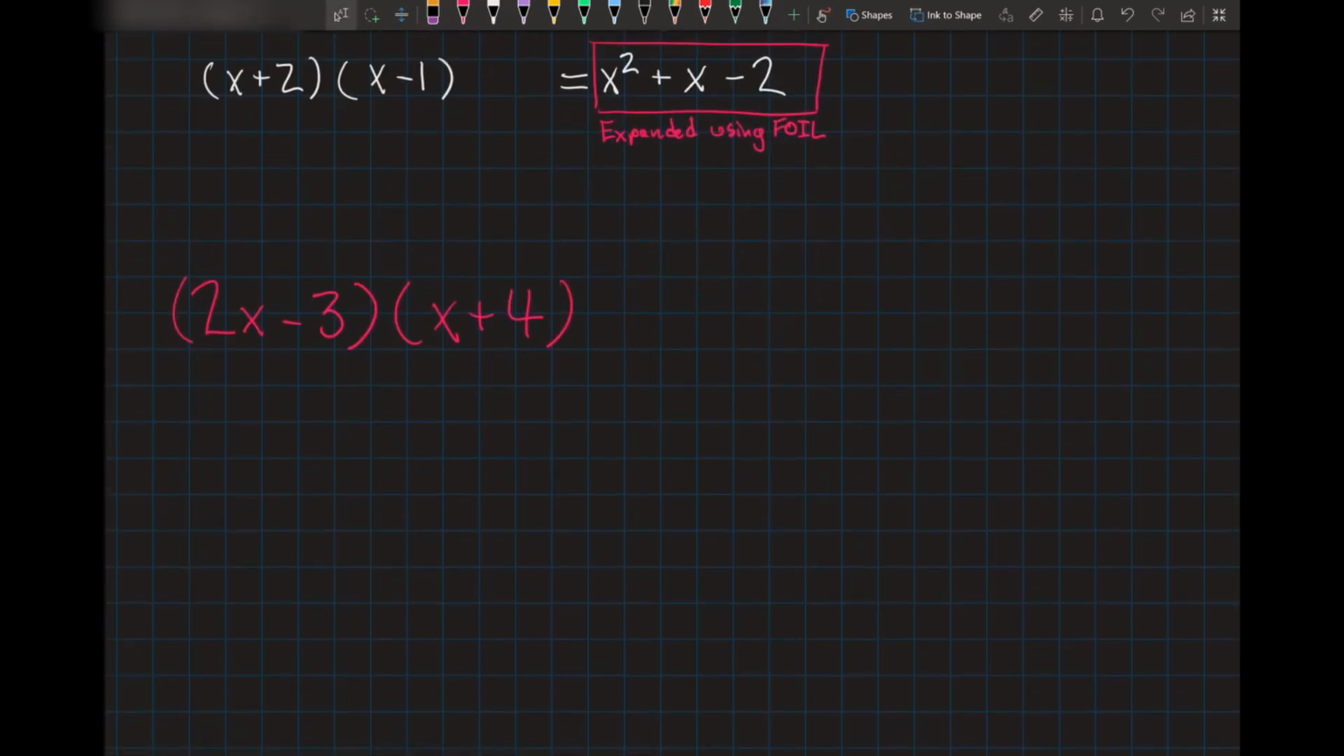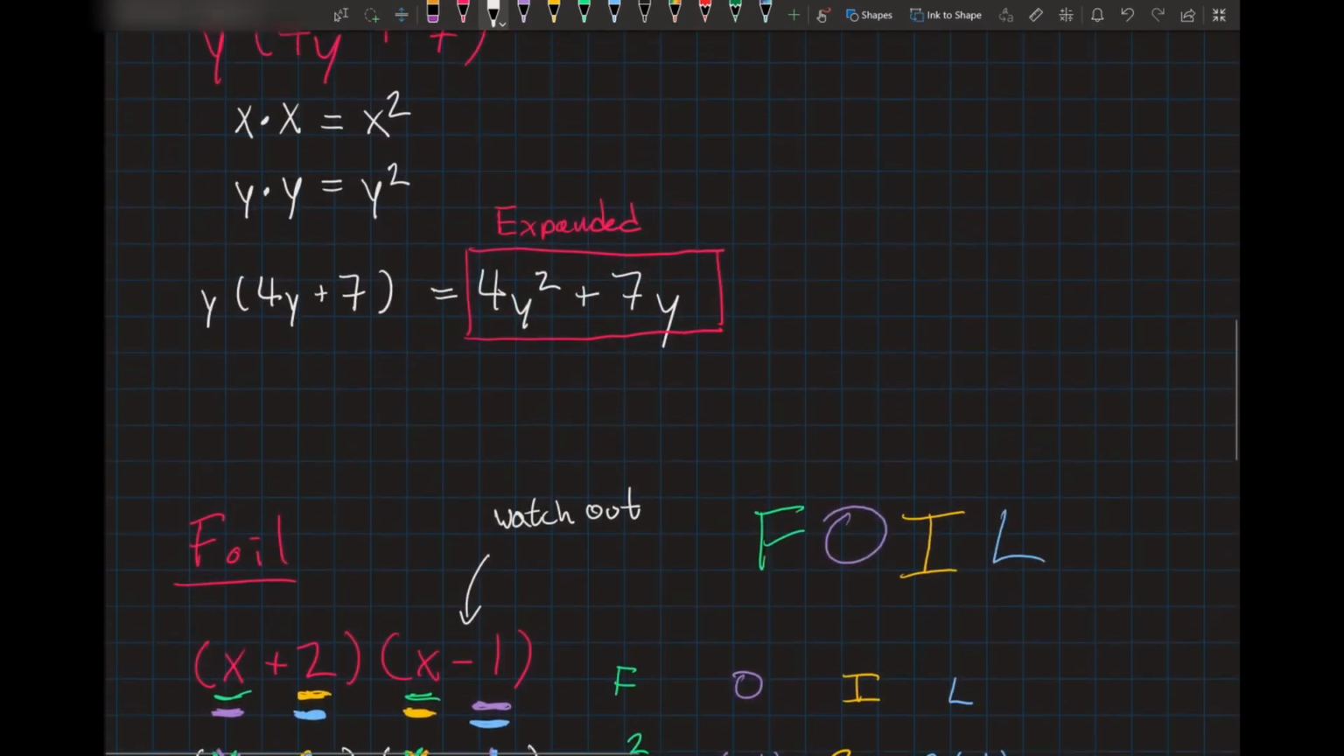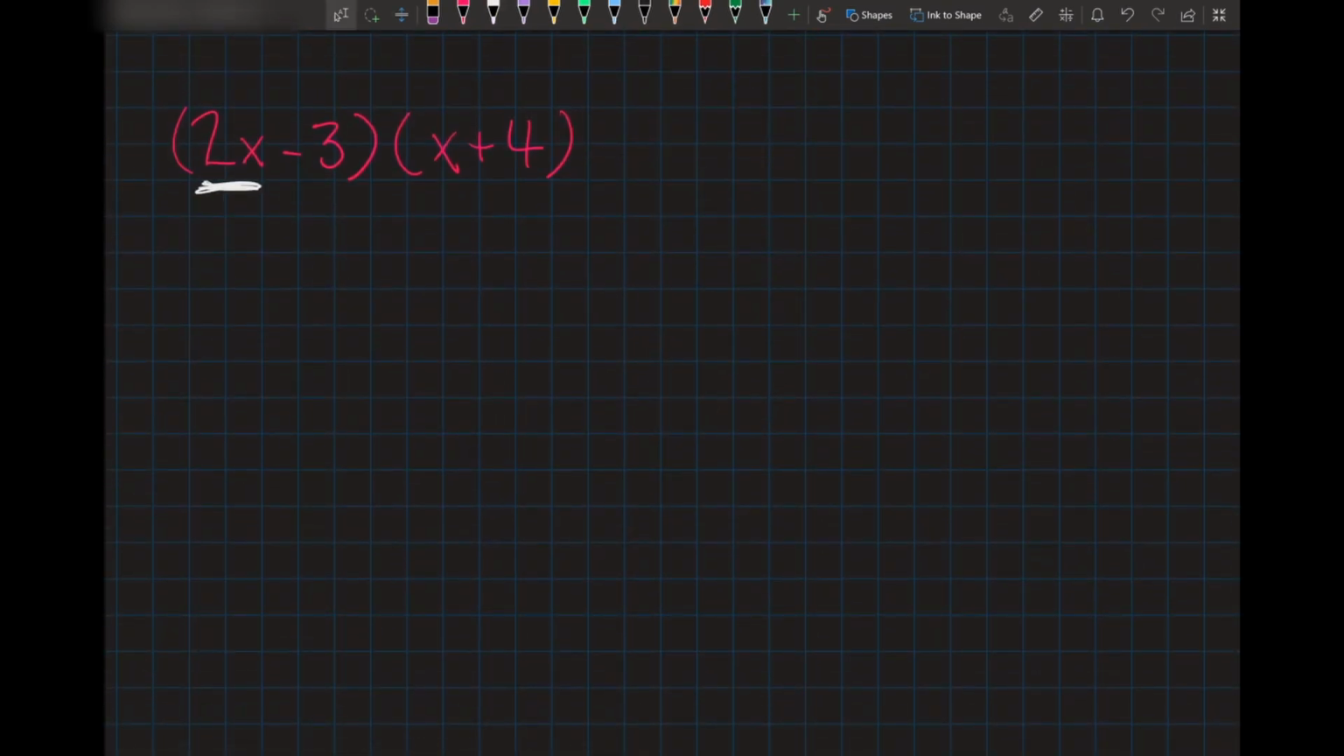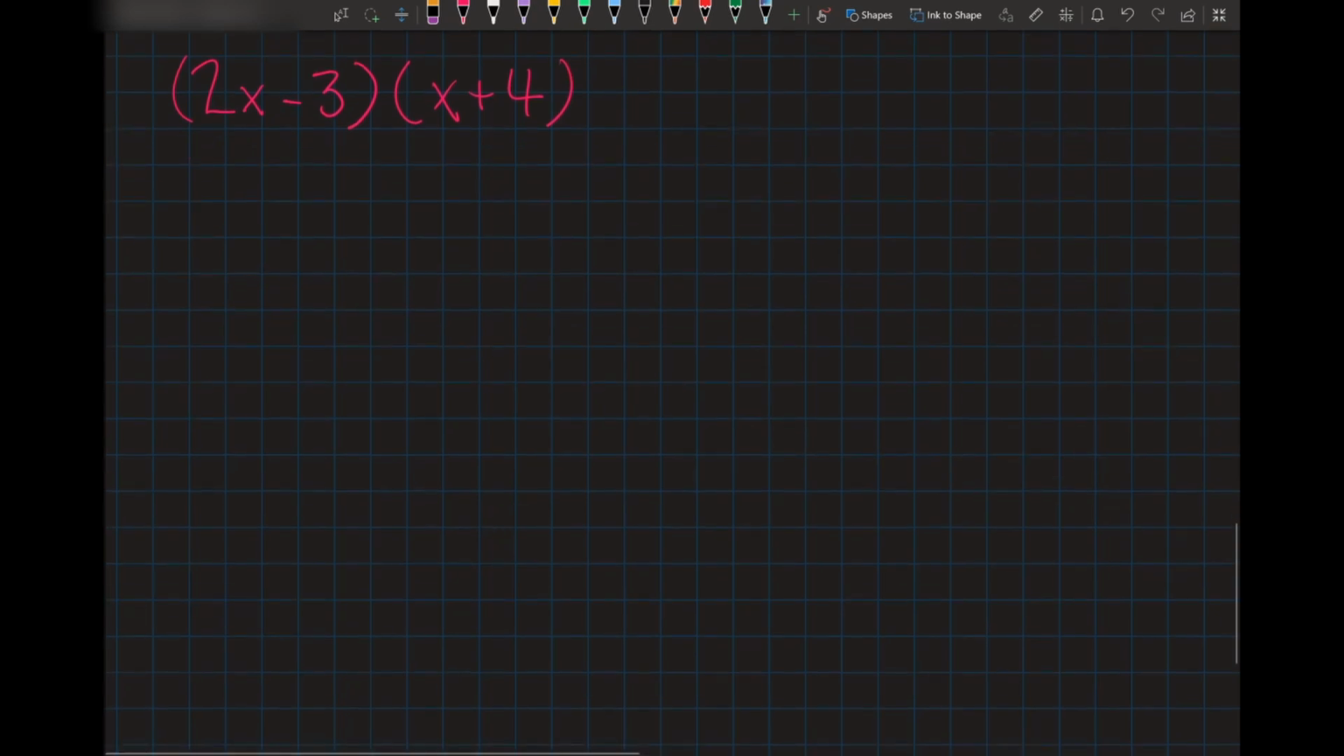Anyway, you might be a little bit scared by this, but don't be. It's pretty much the same deal as this example right here, where we had the variable times a binomial. We are going to use FOIL again, but I am not going to write out everything with all the fancy colors that I used earlier, because we're getting close to the 20-minute mark on this lesson. So I'm going to do it mostly how I would do it on an actual exam, and how you should probably do it on an actual exam.